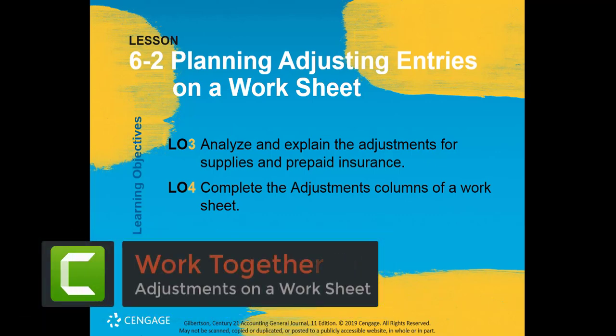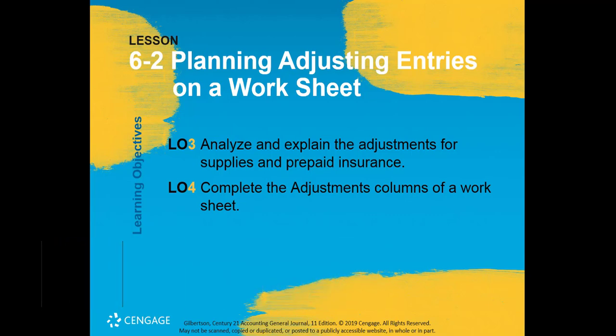Here we have Lesson 6-2, and Lesson 6-2 is the second part to completing a worksheet. We're going to be completing a worksheet for a service business organized as a sole proprietorship. So what will we learn today? We're going to take a look at how we can analyze and explain adjustments for supplies and prepaid insurance, and then complete that adjustment column on our worksheet.